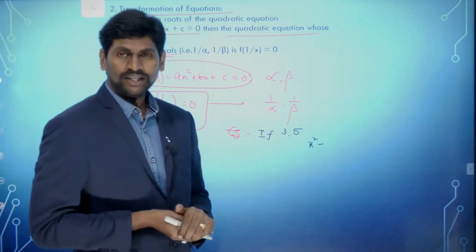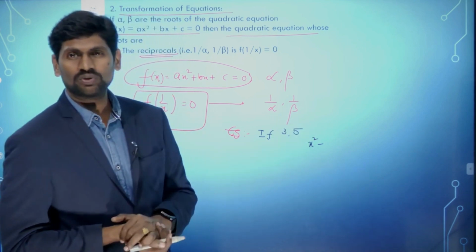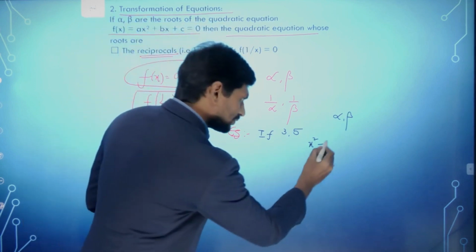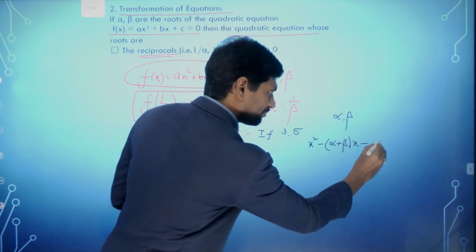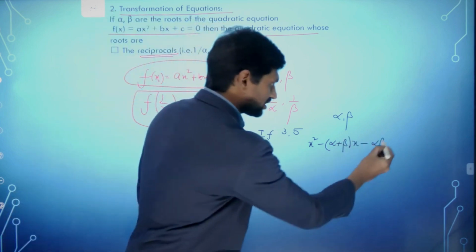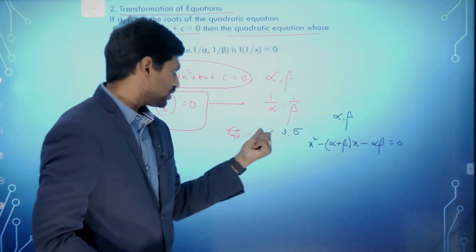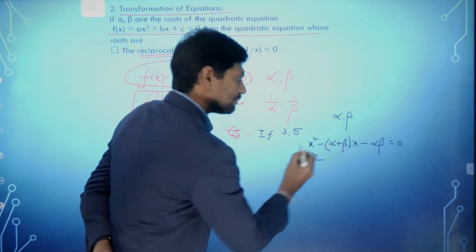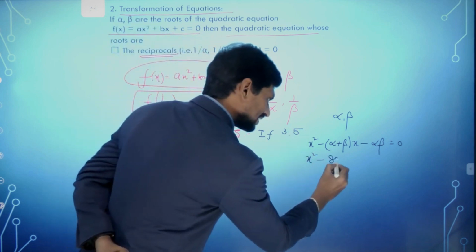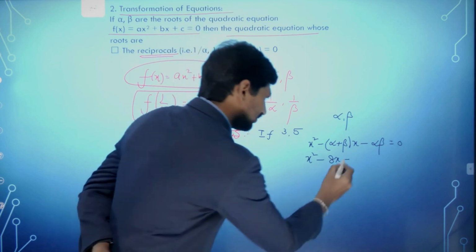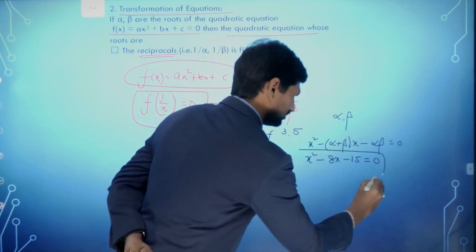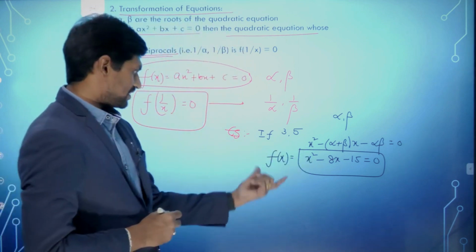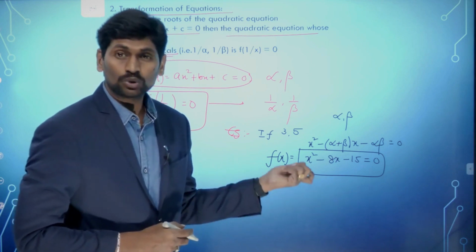See here, for example, I'm taking 3 and 5 as 2 roots. Then what is the quadratic equation? That means alpha comma beta are roots. We are writing the quadratic equation as x square minus alpha plus beta into x plus alpha beta. This is the quadratic equation, right? So in the place of alpha, we know the root 3. In the place of beta, 5. Then x square minus alpha plus beta, 3 plus 5, 8x, plus alpha into beta, 3 5s, 15. This we are considering as f of x. F of x is a quadratic equation which contains the roots 3 and 5.